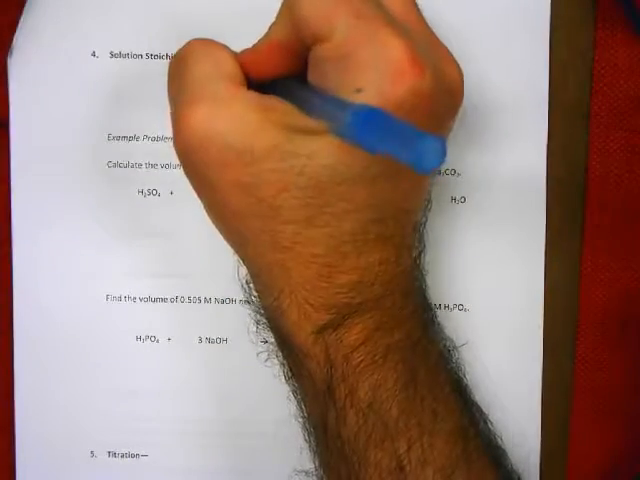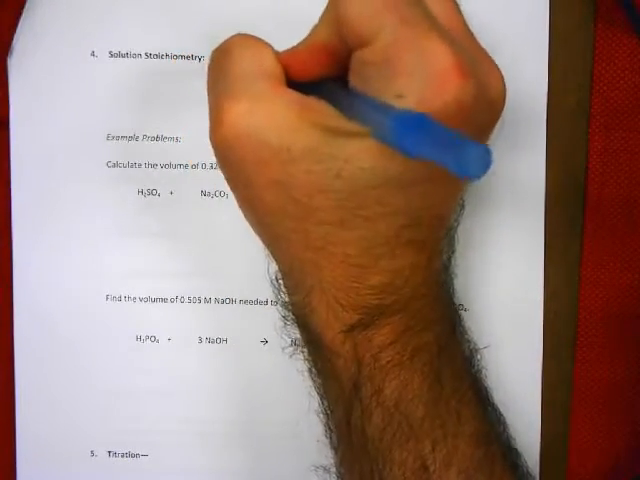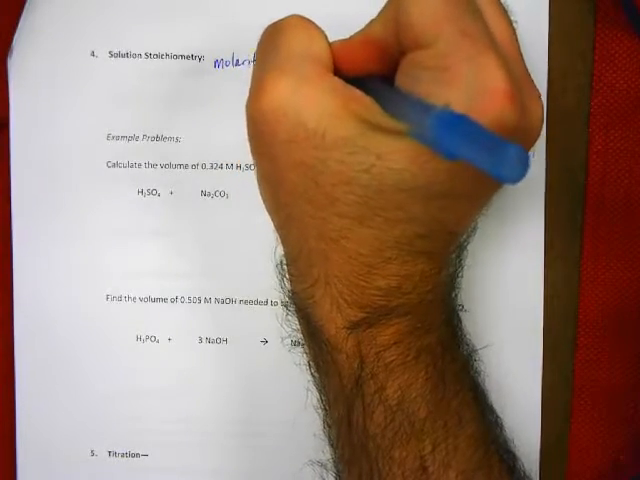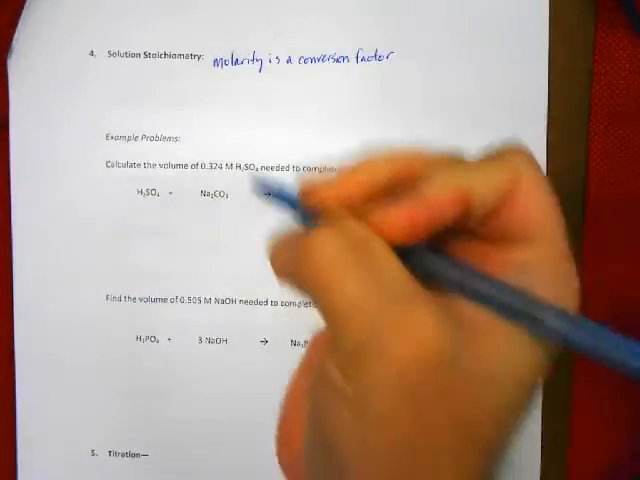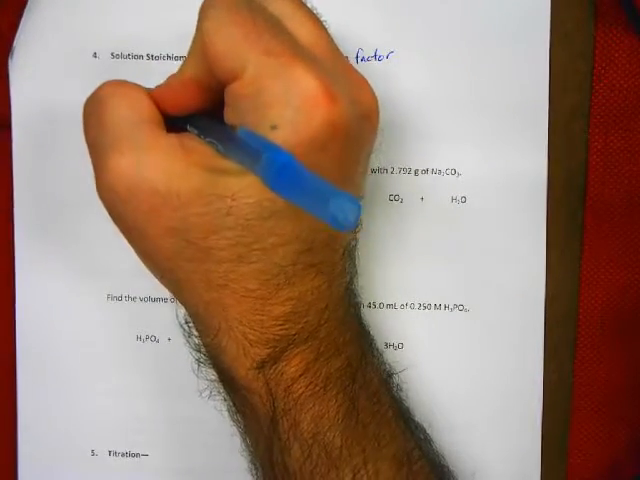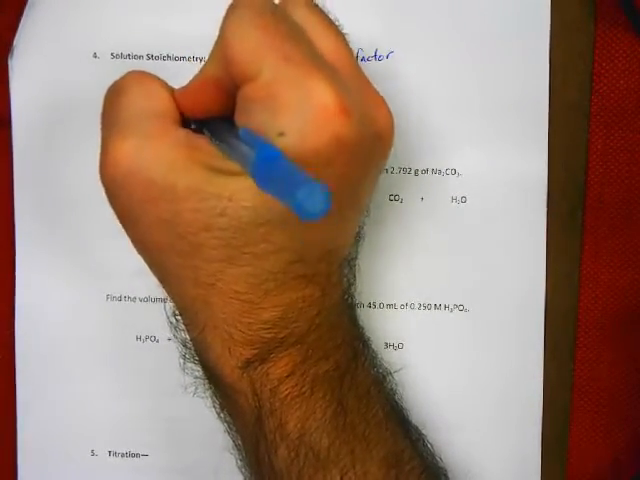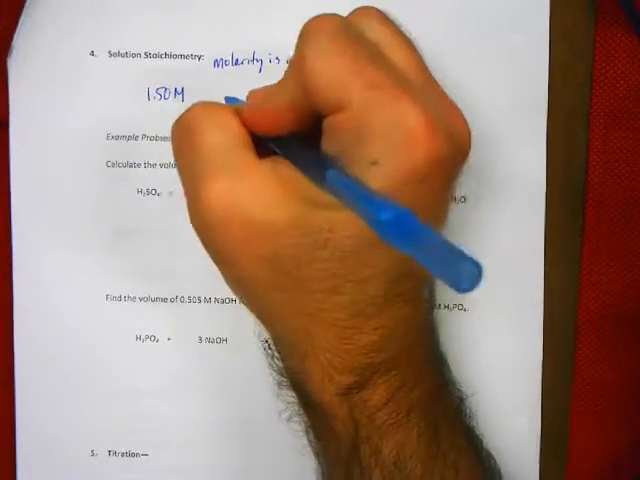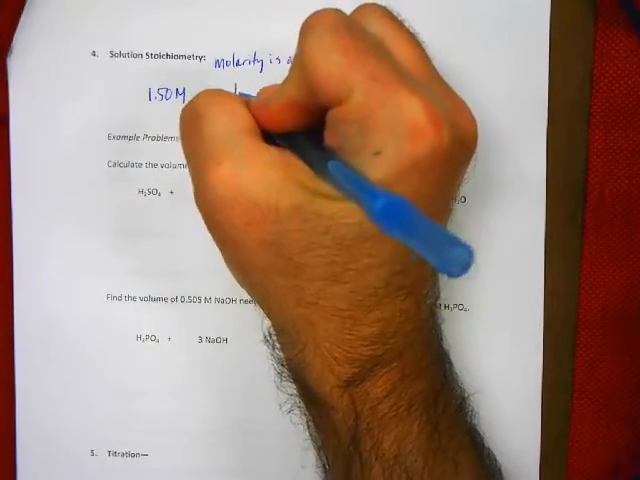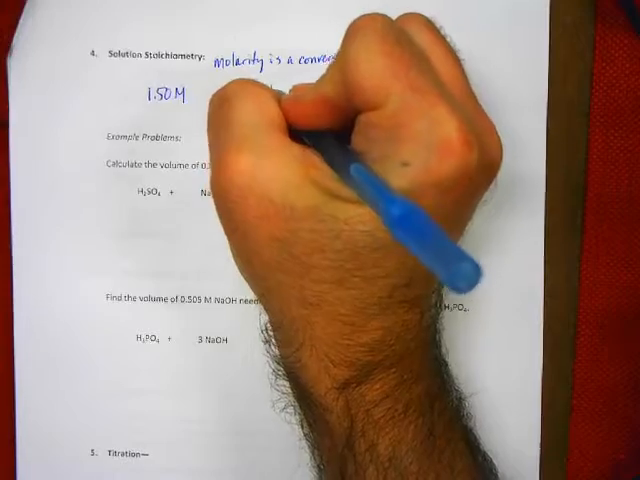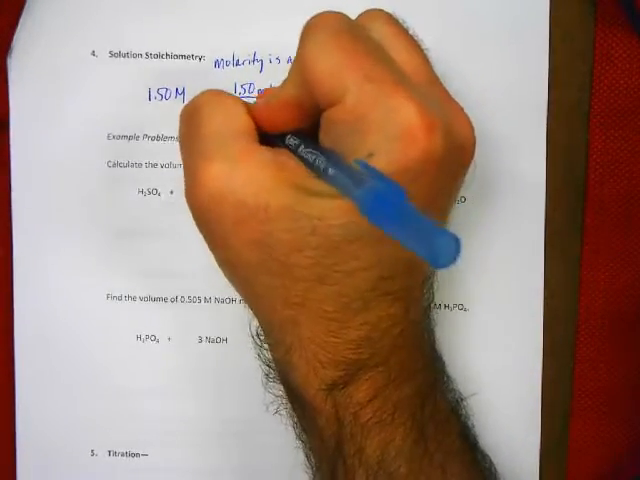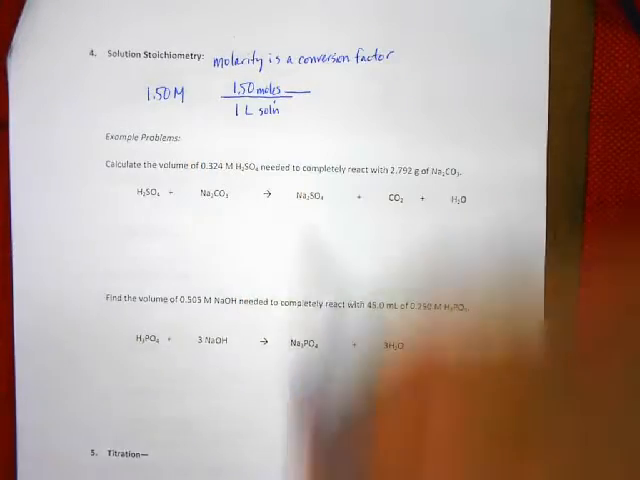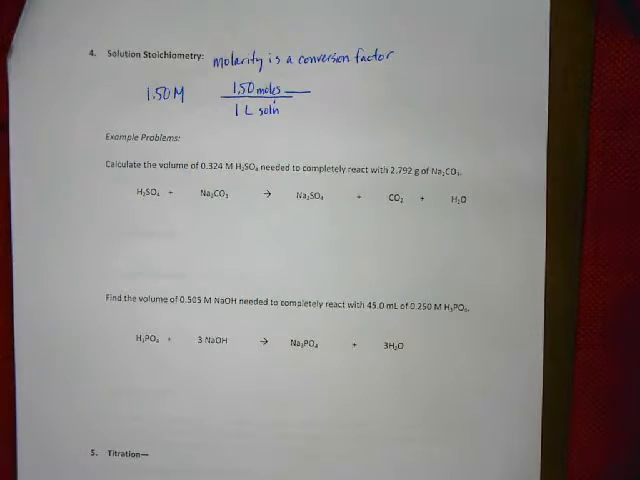So in this case, molarity is a conversion factor. If we're given something, for example, as 1.50 molar, we can use that as a conversion factor because we know that we have 1.50 moles of that substance over 1 liter of solution. So let's look at two example problems.